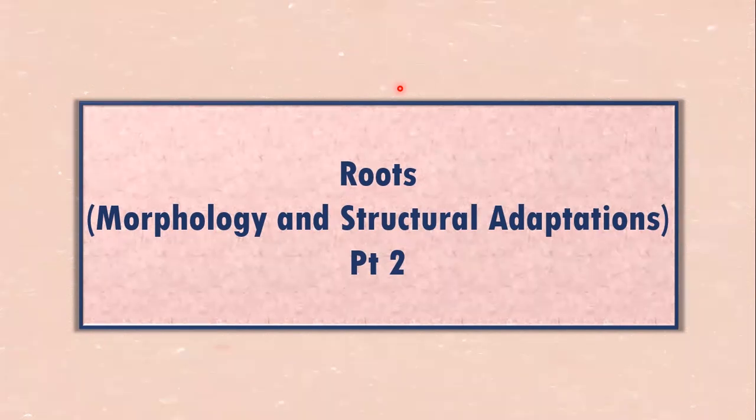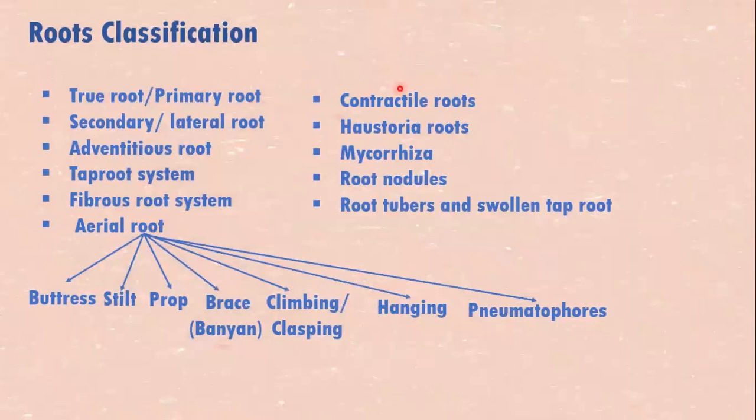Today we are looking at root morphology and structural adaptations, part 2. In part 1, we looked at all these roots. In part 2, we are looking at contractile roots, haustoria, mycorrhiza, root nodules, and root tubers.